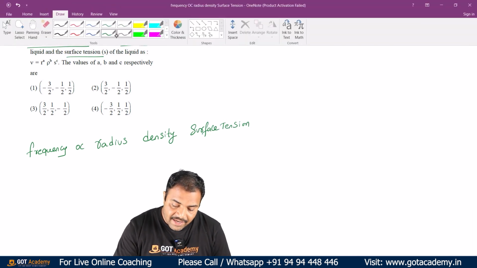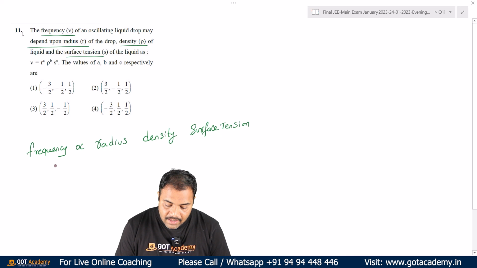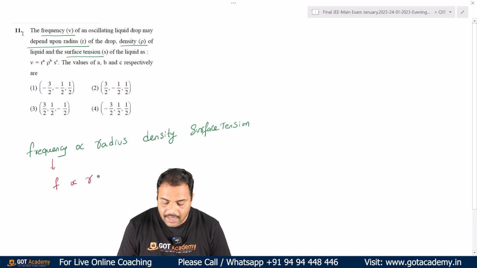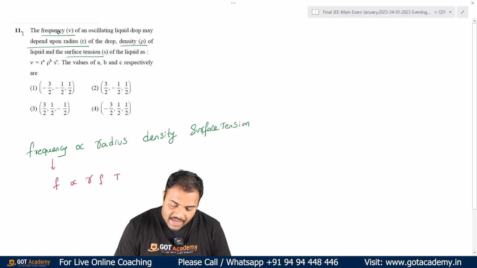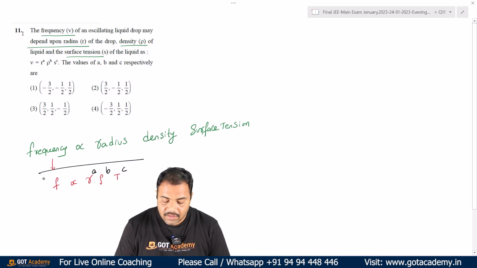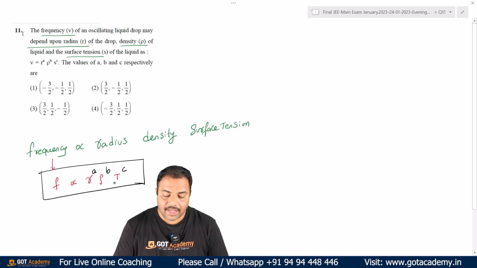So for our easiness, let us take symbols. So frequency, let me take it as f or nu, no problem, proportional to radius r, density rho, surface tension T. So to know its dimensions, let me write it as power a, power b, power c. So like this I write initially.